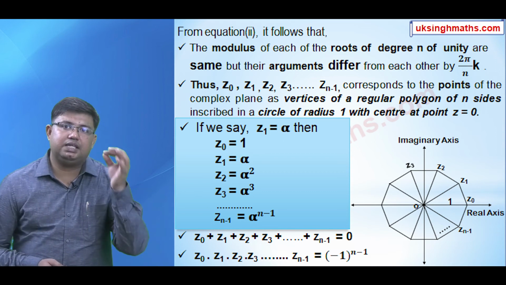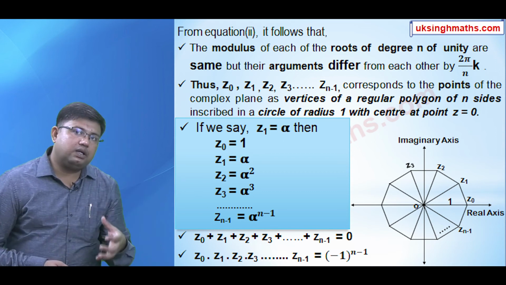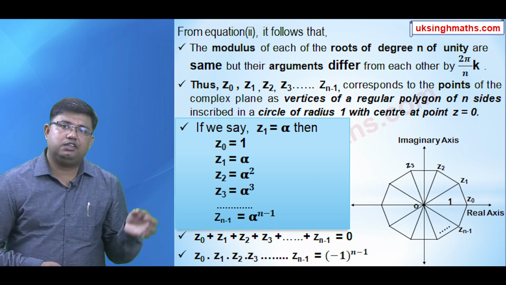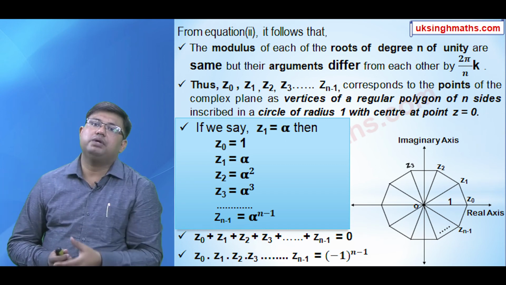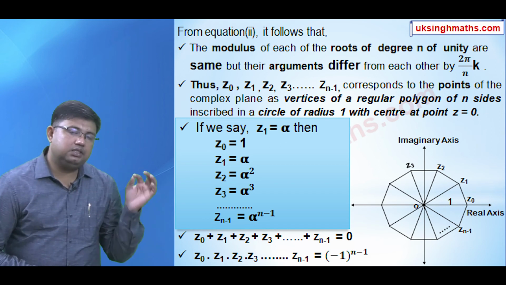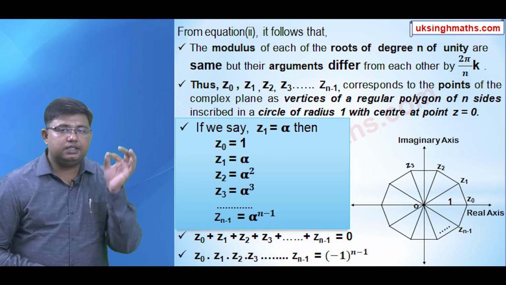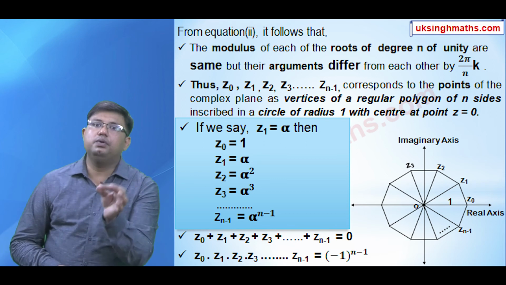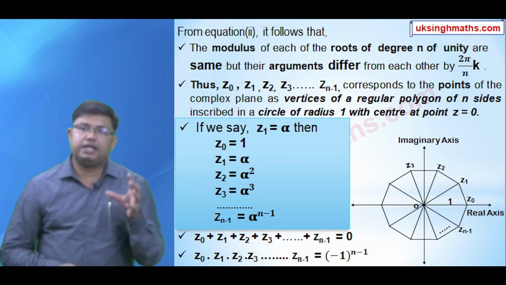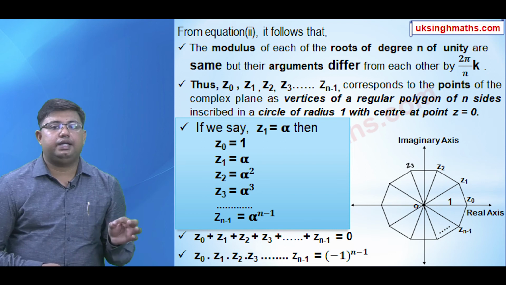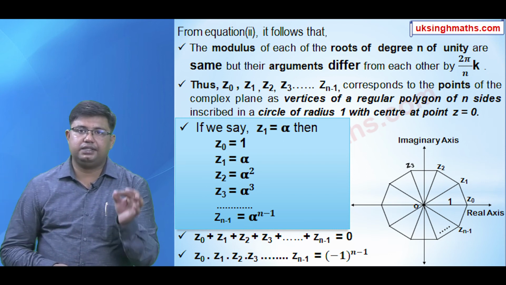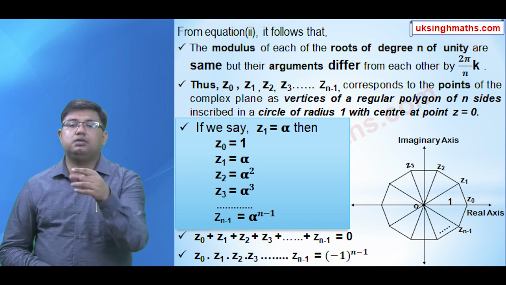Now let us understand from a geometrical point of view what these nth roots of unity z0, z1, z2, z3, up to zn minus 1 represent. You will find these n roots correspond to points in the complex plane that are the vertices of a regular polygon of n sides inscribed in a circle of radius 1 with center at the origin, that is z equal to 0, as shown in the diagram.